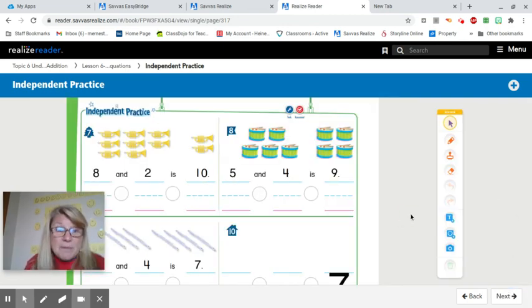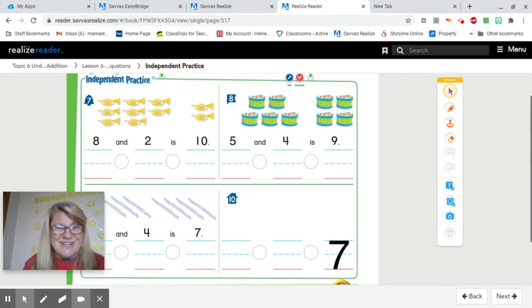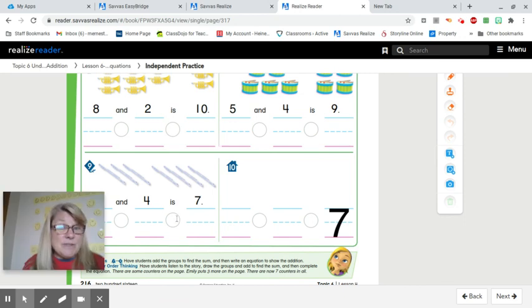So there's 2 problems that are the exact same. These 2 problems, you can't see me point to it, can you? I always forget that. And then this one is the third one that's the same. And this one is actually asking you to make up your own story.